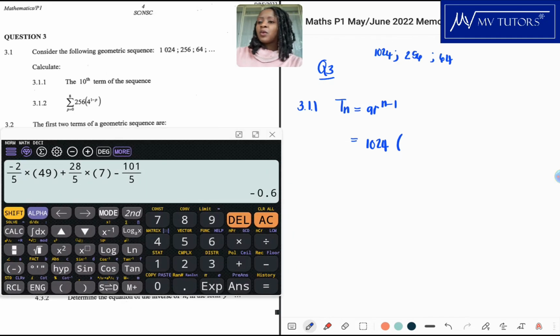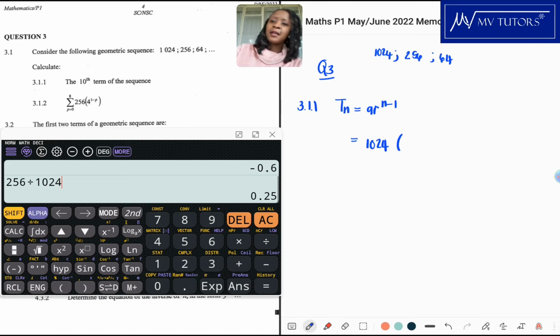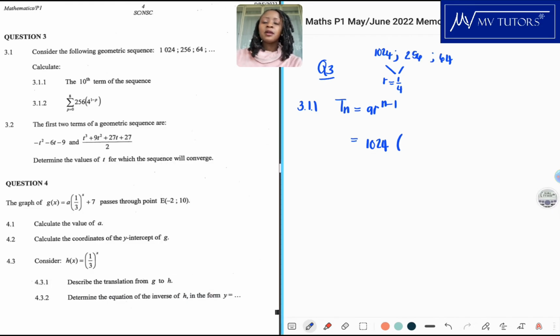So what is 256 divided by 1024? That is 1 over 4, right? So basically we are dividing by 4, but we're multiplying by a quarter. So r is basically a quarter. Okay, because if I take 1024 multiplied by a quarter, I get 256, and if I multiply that by a quarter, I get 64, and you get the drill. So r is a quarter. Okay, and then n minus 1, they want the 10th term.